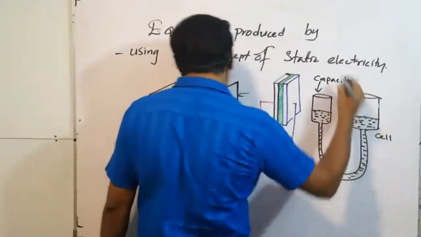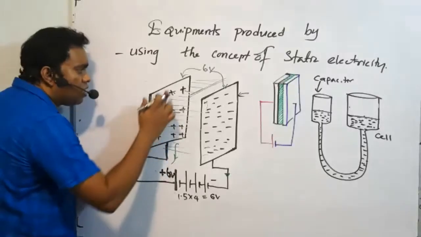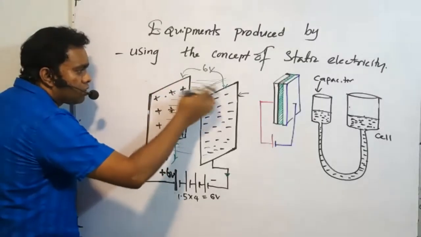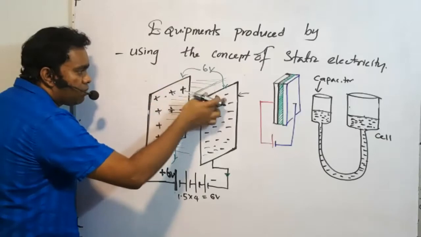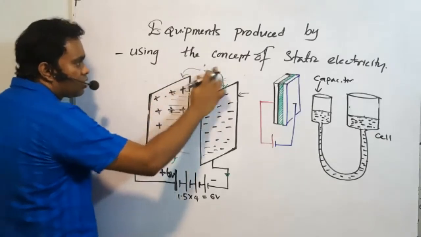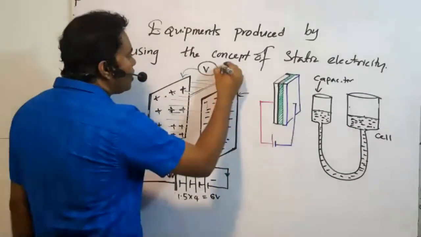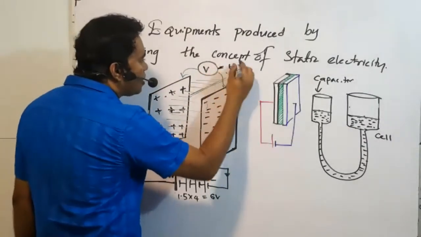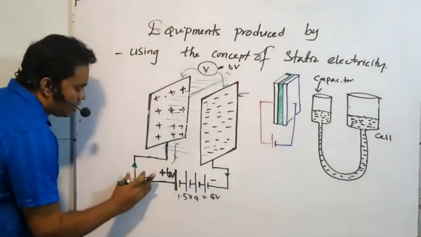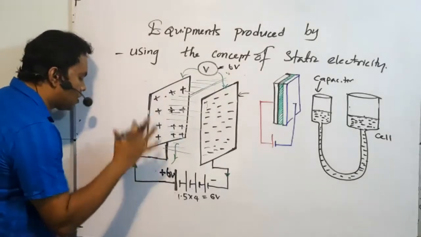Pressure equals. Likewise, when this 6 volt voltage supplies electricity until the electric potential difference of the two plates becomes 6 volt, we can measure it using a voltmeter. When it reaches 6 volt, this electric current flow stops.